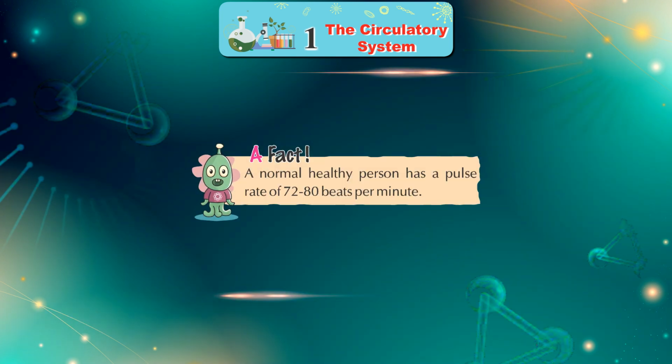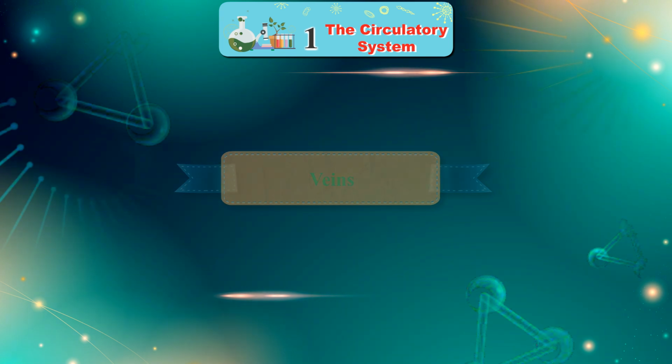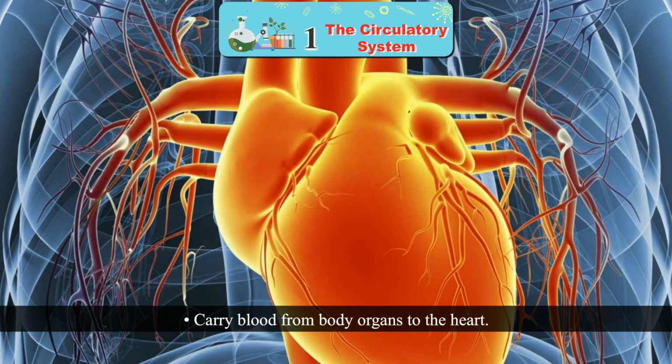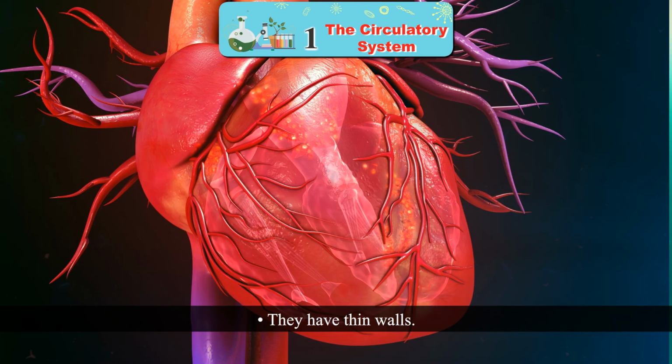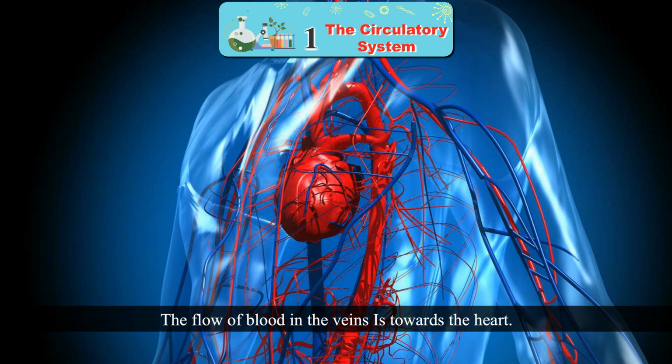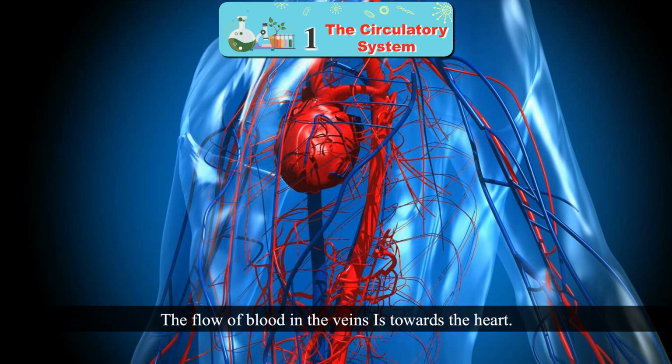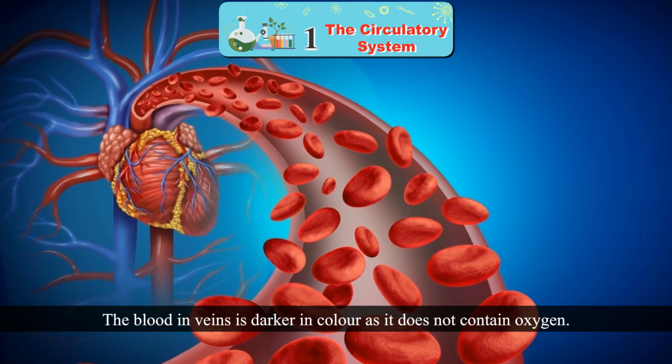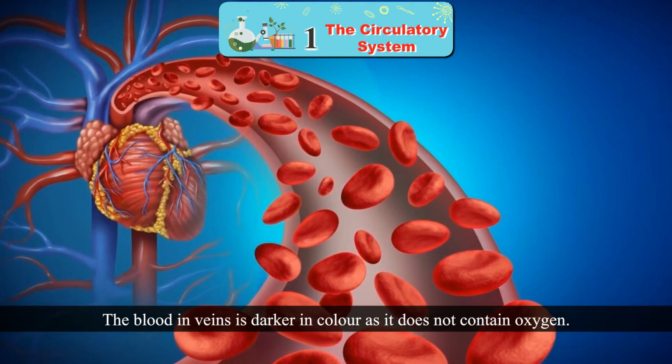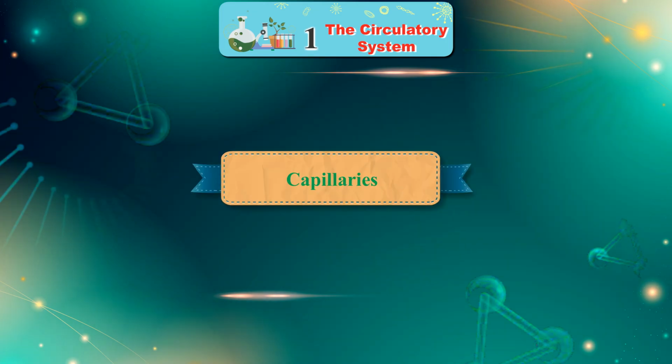A fact: a normal healthy person has a pulse rate of 72 to 80 beats per minute. Veins carry blood from body organs to the heart. They have thin walls. The flow of blood in the veins is towards the heart. The blood in veins is darker in color as it does not contain oxygen.